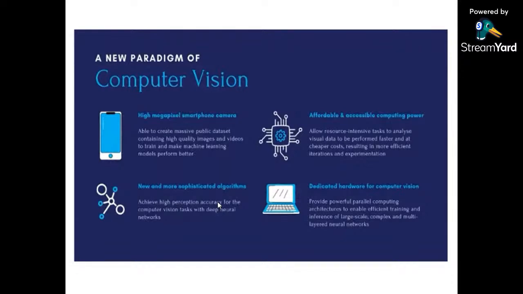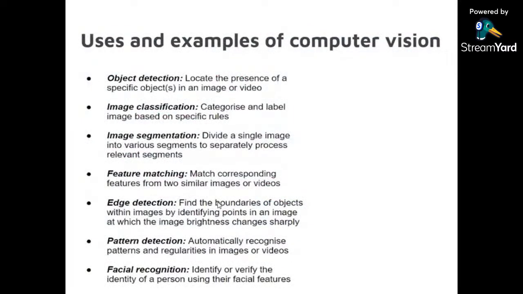Okay, and dedicated hardware for computer vision provides powerful parallel computing architectures to sort out more complex neural network tasks in a much shorter time and a precise manner. Okay, and new sophisticated algorithms bring high perception accuracy for computer vision tasks with the help of deep learning neural networks.